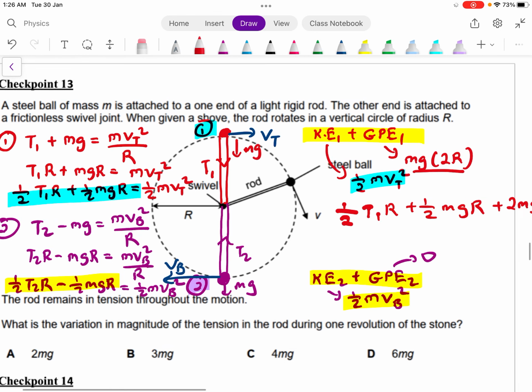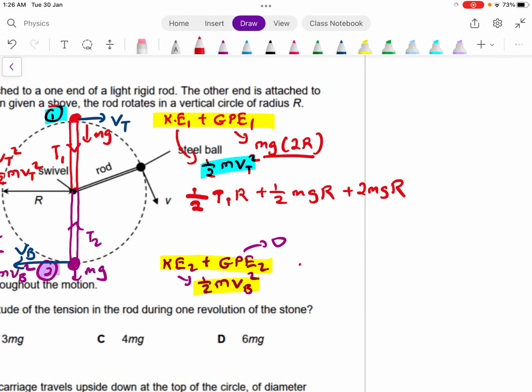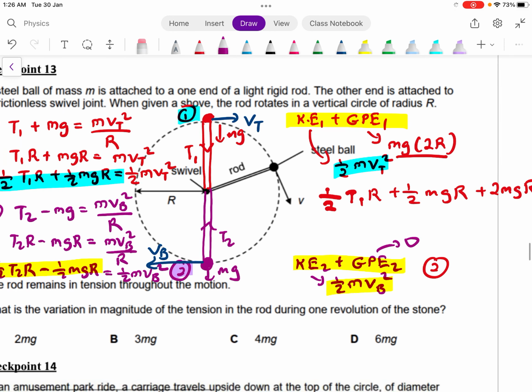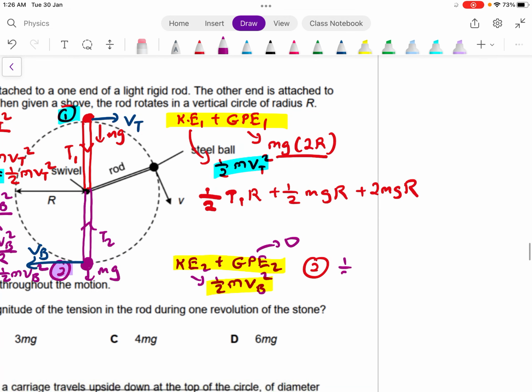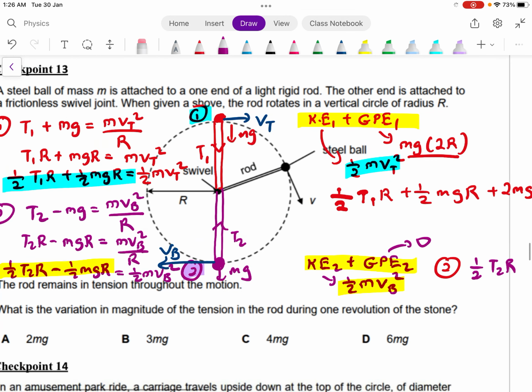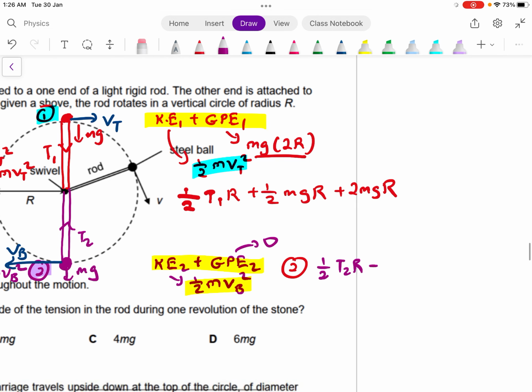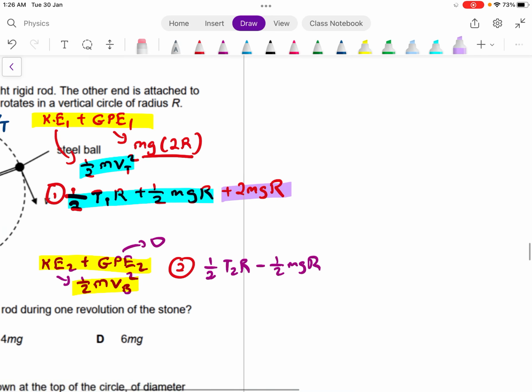At point number 2, the total energy will be just the kinetic energy, which is half T2r minus half mgr. This is quite a lot of algebra, sad to say. Then at point number 1, the total energy is this: half T1r plus half mgr is your kinetic energy, and this other part is your GPE. Since we know that PCOE applies, we just put them together.